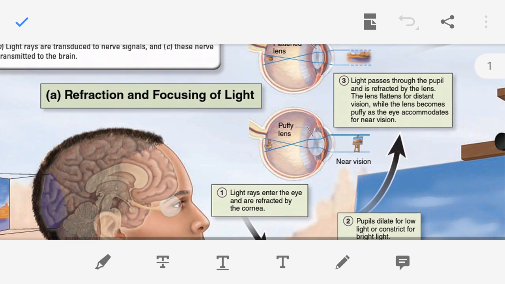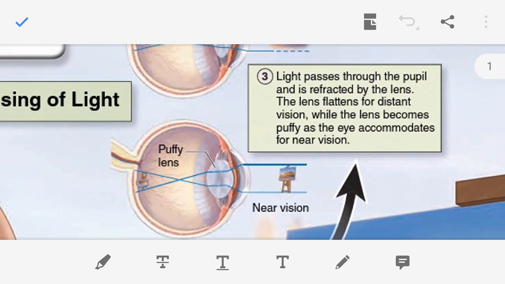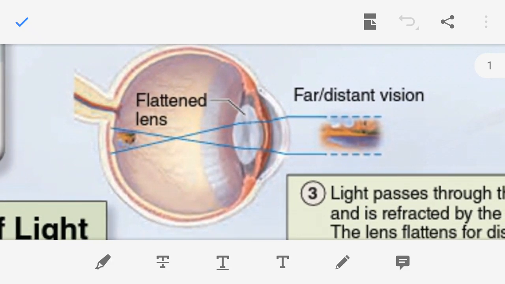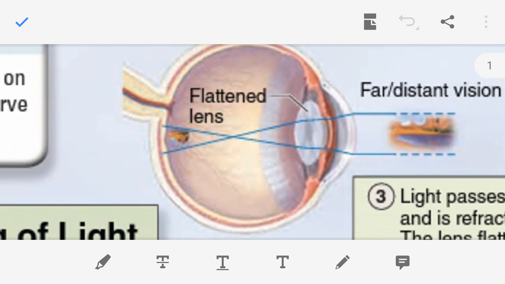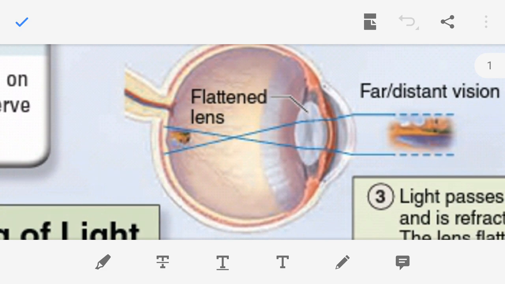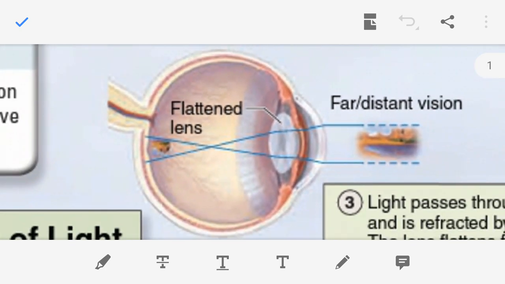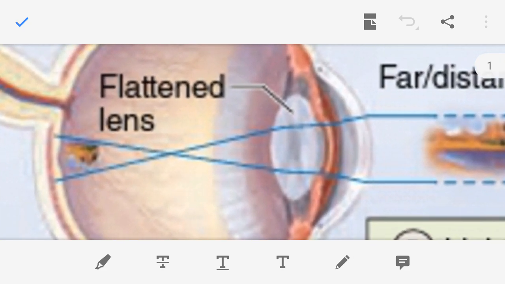Now the third point. When the boy is looking at the mountain, the mountain is far away. The light rays from the mountain are refracted by the cornea, and once in the eye, the lens also refracts these incoming light rays. As you can see on the back side, on the retina, an inverted image of the mountain is formed. When the person looks at objects located far away, the lens flattens.